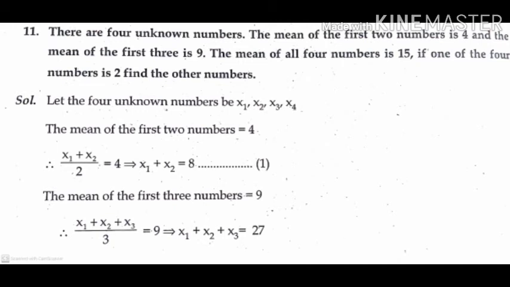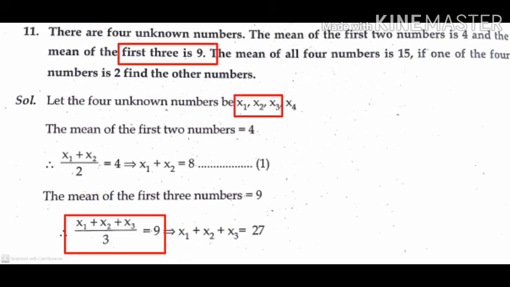The mean of the first 2 numbers is equal to 4. Therefore, (x1 plus x2) by 2 is equal to 4. We know mean means the sum of the observations by the number of observations. That implies x1 plus x2 is equal to, transposing 2 to the right side of the equation, 4 into 2, that is 8. Let us call it equation 1.